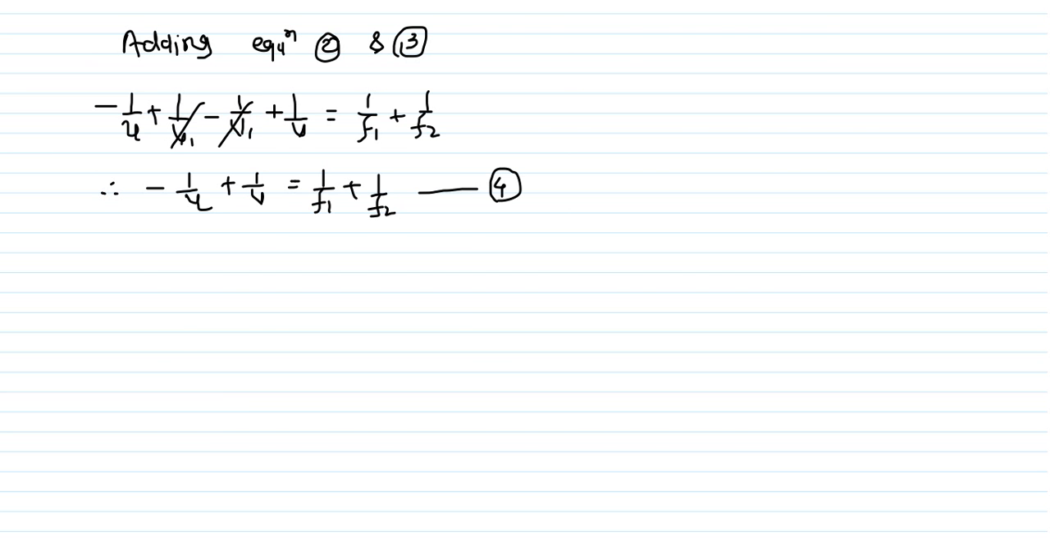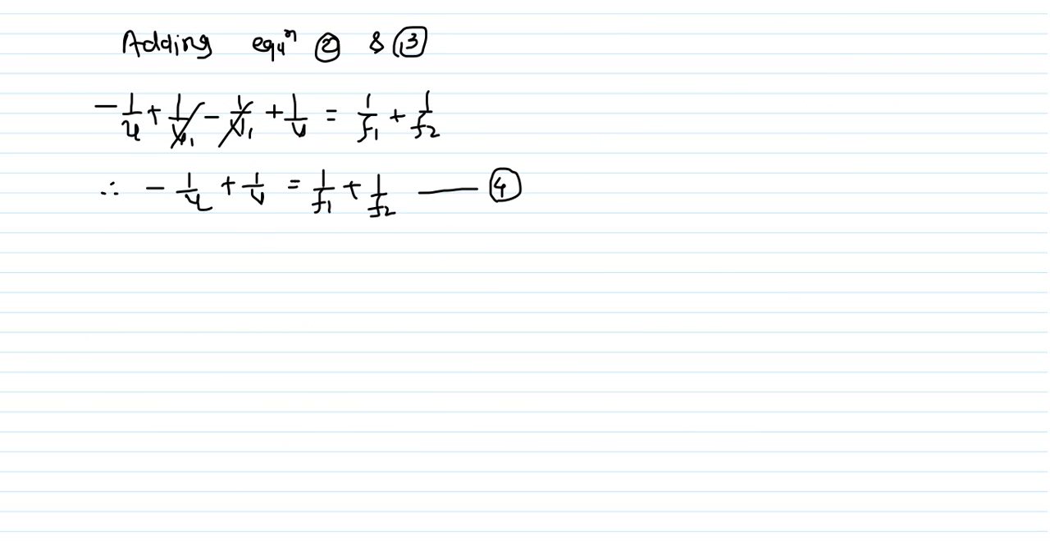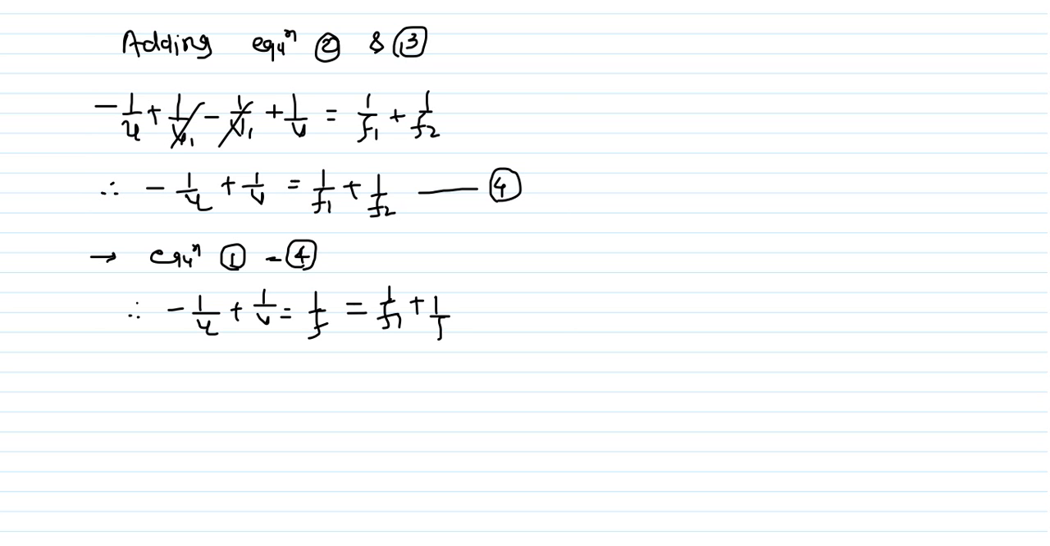Now, for the combination, which equation do we have? That is the first one: minus 1 upon u plus 1 upon v is equal to 1 upon f. And here we have, for these different lenses, minus 1 upon u plus 1 upon v is equal to 1 upon f1 plus 1 upon f2. Here we can say equation number 1 is equal to 4. Therefore minus 1 upon u plus 1 upon v is equal to 1 upon f, which is equal to 1 upon f1 plus 1 upon f2.